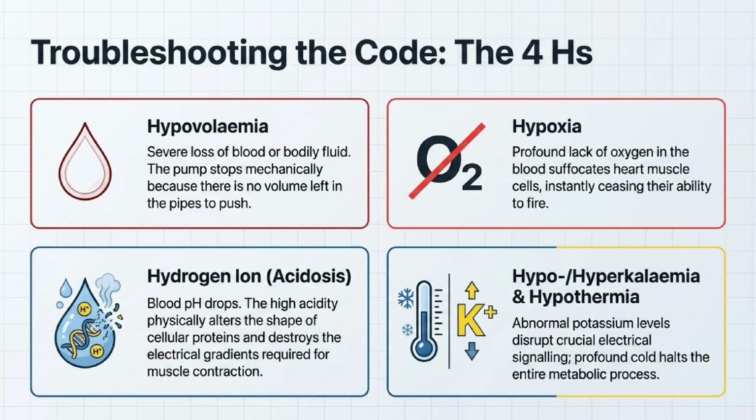Then there is the hydrogen ion, which is a complicated way of saying severe acidosis. What does acidic blood actually do to the heart? When a patient's blood pH drops and becomes too acidic, the proteins within the heart cells begin to alter their shape, and the cellular enzymes stop functioning. The electrical gradients required for the heart muscle to contract are completely destroyed. Oh, so the heart literally cannot operate in a highly acidic environment. Exactly. The final 2 H's are hyperkalemia, abnormally low or high potassium levels, and hypothermia, where profound cold slows the metabolic process to a halt.